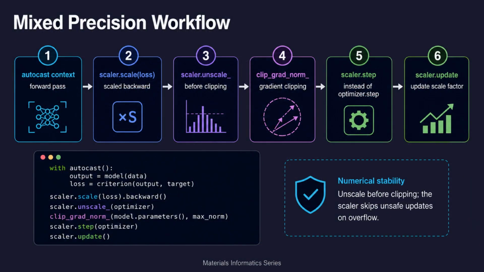The mixed precision training workflow has specific steps. Wrap the forward pass in the autocast context. Use scaler.scale to scale the loss before backward.